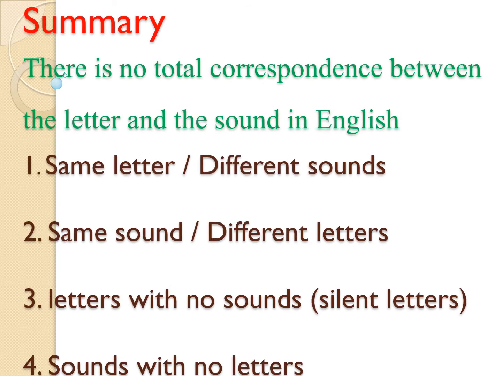This is a summary of what we have said up to now. There is no total correspondence between the letter and the sound in English. Examples of this absence of correspondence: same letter, different sounds; same sound, different letters; letters with no sounds; and sounds with no letters.